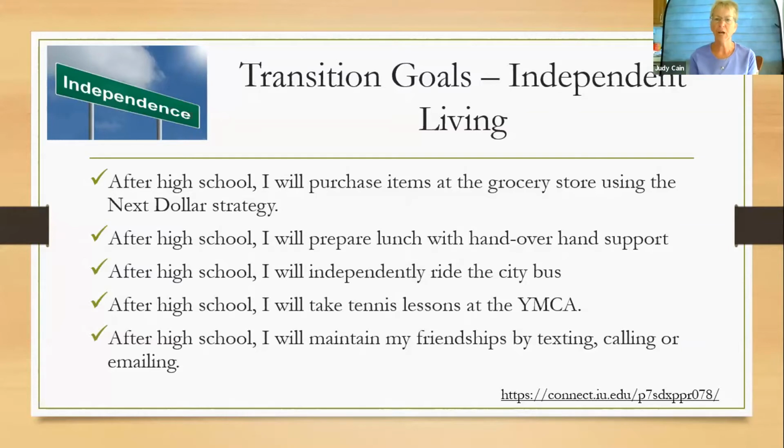After high school, I will prepare lunch with hand-over-hand support. I will independently ride the city bus. I will take tennis lessons at the YMCA. I will maintain my friendships by texting, calling, or emailing. So these are all independent living possible goals that a student may have.